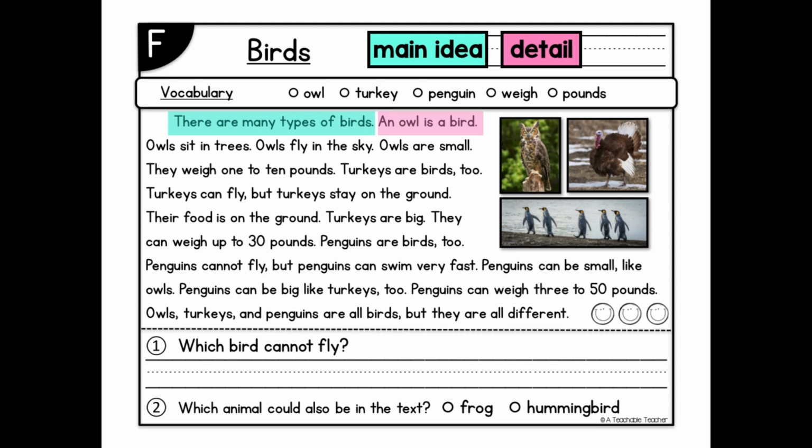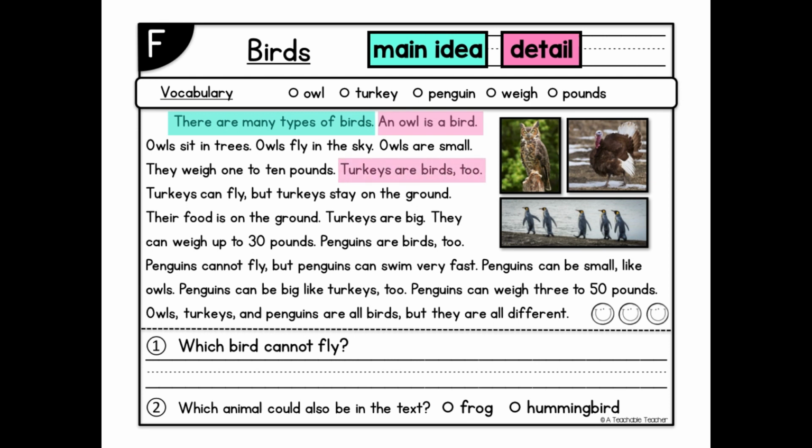Owls fly in the sky. No, it doesn't tell me another type of bird. Owls are small. It's still just talking more about owls. They can weigh 1 to 10 pounds. Nope, it's not another type of bird. Turkeys are birds too. Aha, that tells me another type of bird.